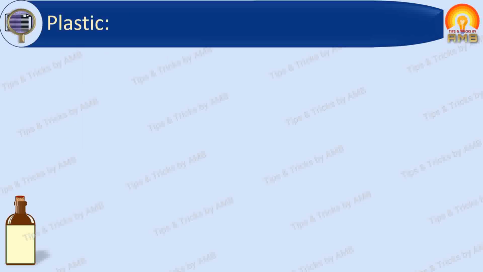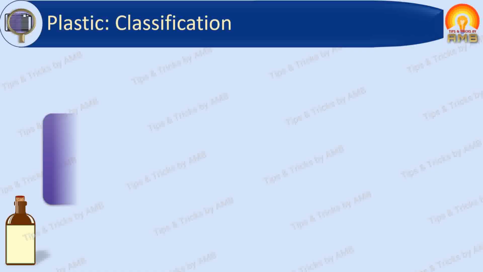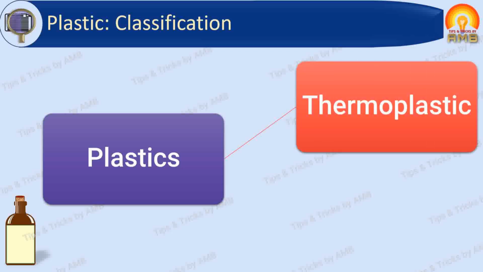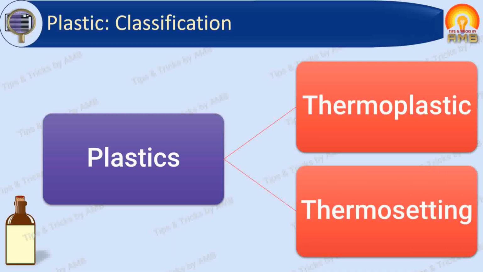Now, let's discuss types of plastics. Plastic is classified into two main types: thermoplastic plastic and thermosetting plastic. So, let's discuss these types one by one.